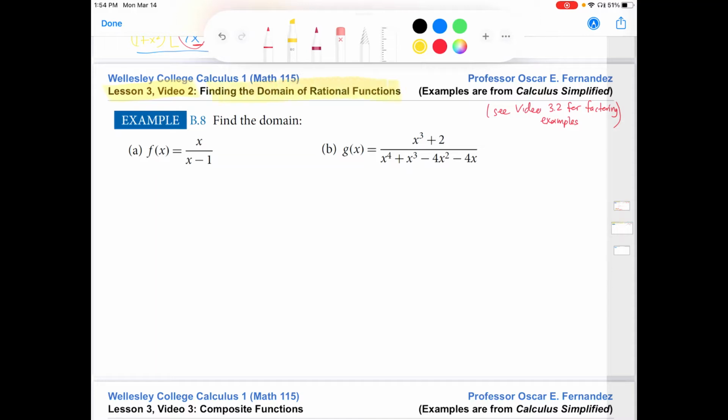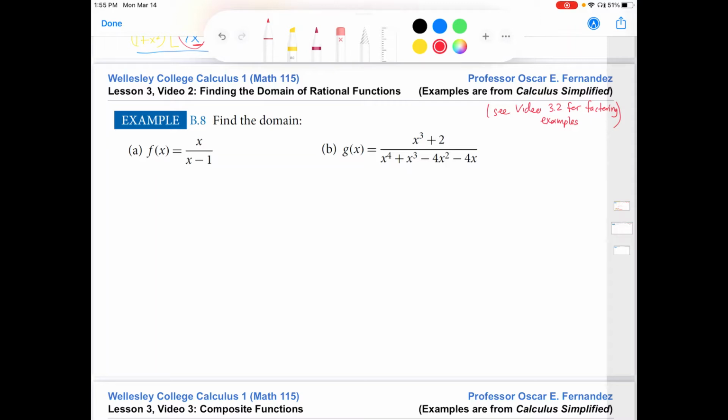The topic is finding the domain of rational functions, and this is example B8 from Calculus Simplified. Okay, so the idea for this video is to give you some exposure to how to find the domain of rational functions, which are functions defined as a polynomial divided by a polynomial.